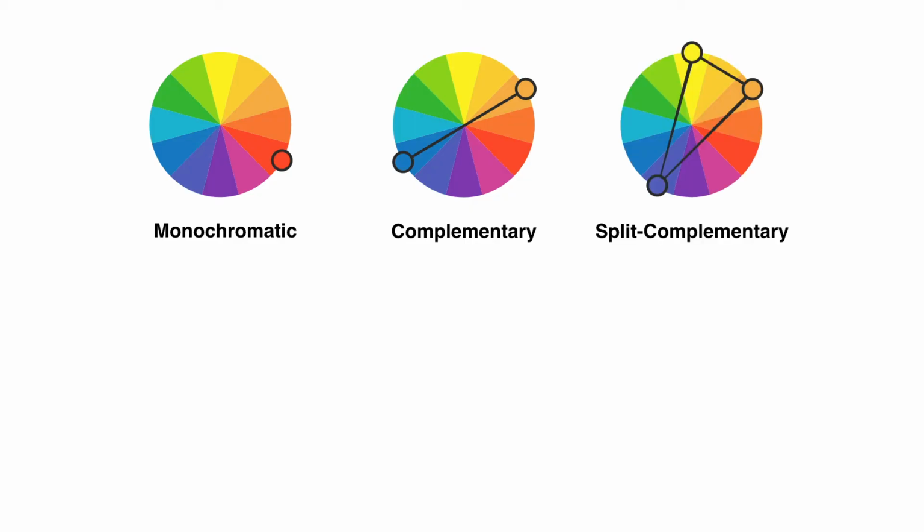A split complementary color scheme is a step beyond the complementary scheme. Instead of using only one color as a complement, you use 2 colors next to each other on the color wheel to complement your main color.